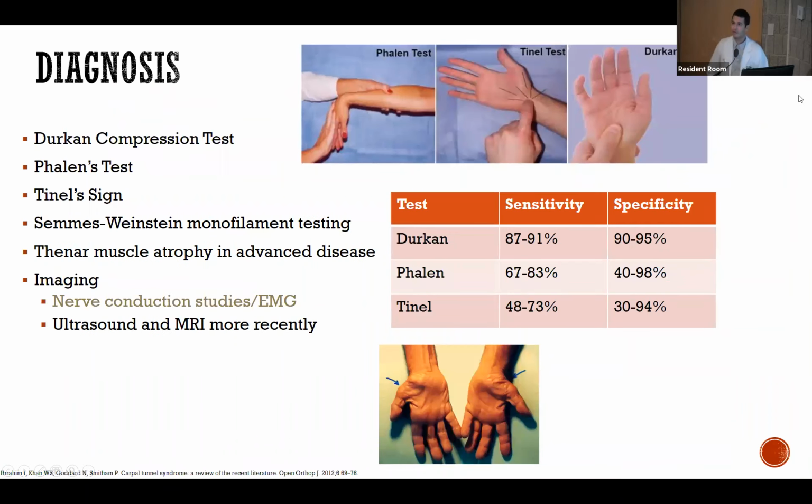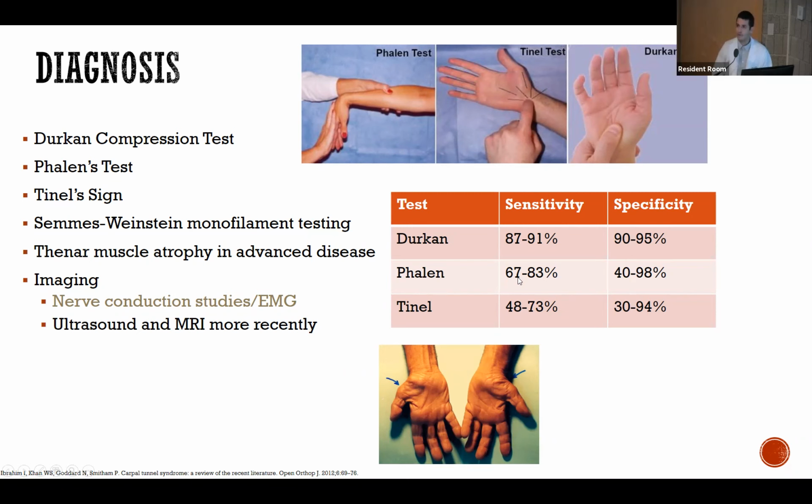Just to get a little bit back into the diagnosis of carpal tunnel syndrome, there's no real algorithmic way to define it. Instead, it's a clinical diagnosis based on your use of the patient's exam and their presenting history. A few different things we have in the tool belt include the provocative tests like the Durkan compression test, where you place direct pressure over the median nerve through the carpal tunnel to reproduce symptoms. This is generally considered to be the most sensitive test for carpal tunnel.